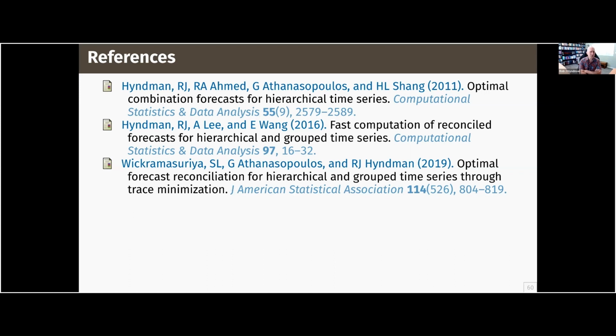No, we do not do that. What we do is we just forecast all of the series regardless, ignoring any constraints, for all of the top level, middle levels, bottom levels. We just forecast everything.